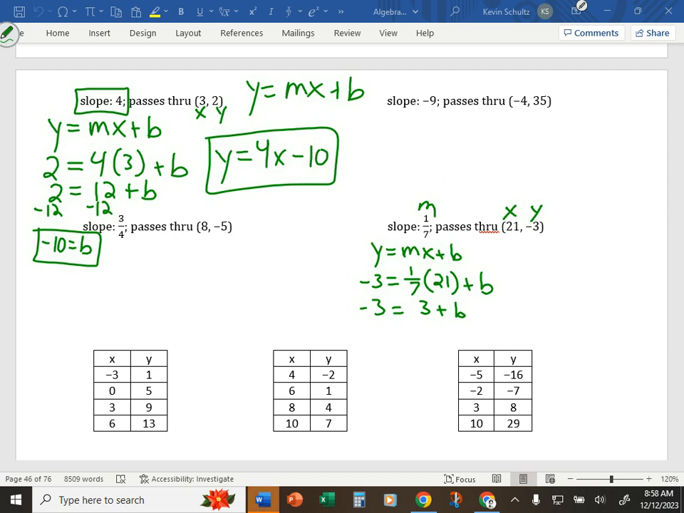And what's our final step to get b by itself here? Emily? Subtract negative 3 minus 3. Yes, subtract 3 from both sides, which is negative 3 minus 3. And we get a b value of negative 6. Okay? So our slope is 1/7. That was given to you. Our b value is negative 6. What's our equation in slope intercept form? Aiden. Y equals 1/7 x minus 6.